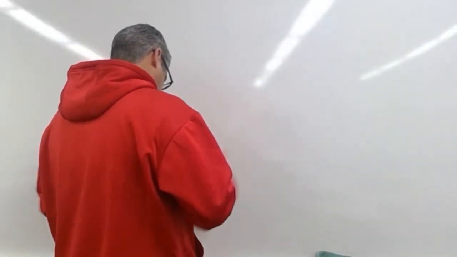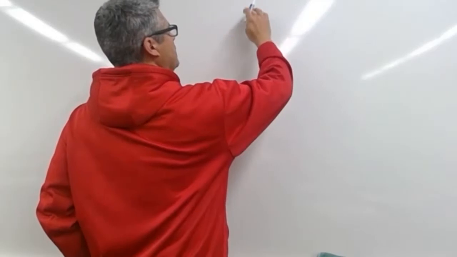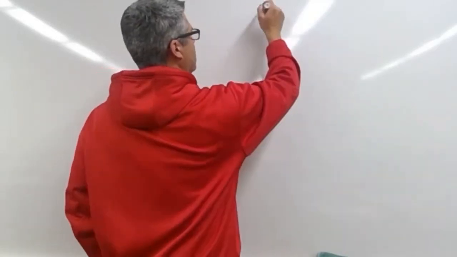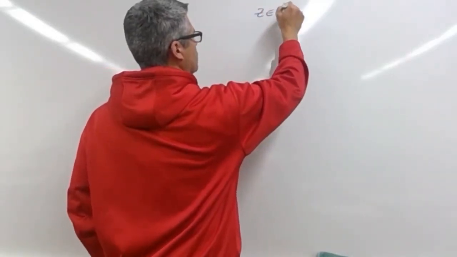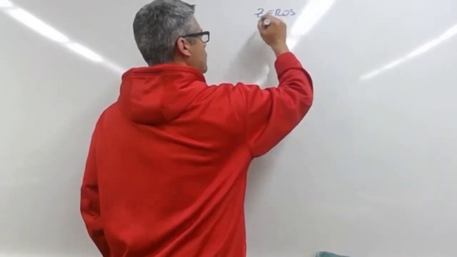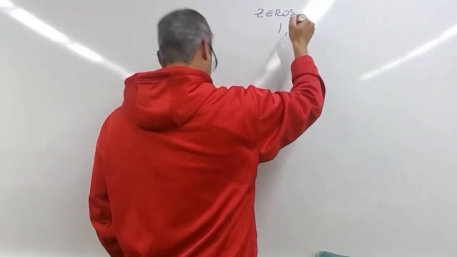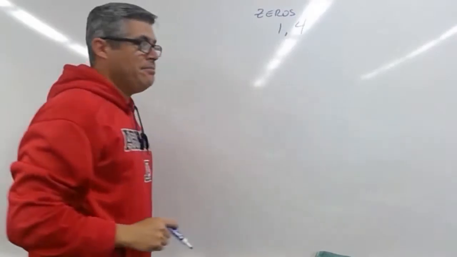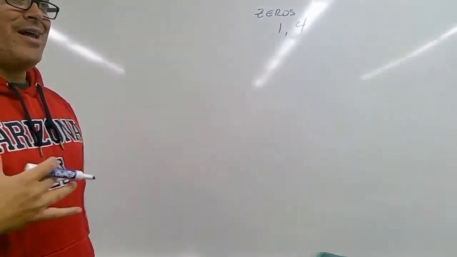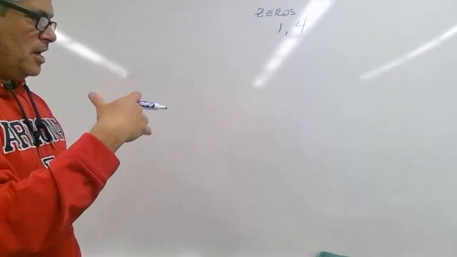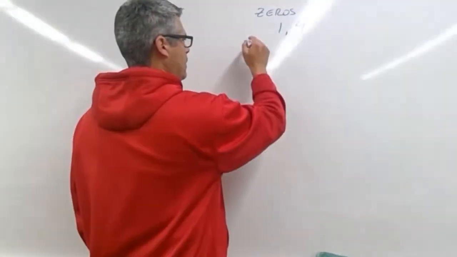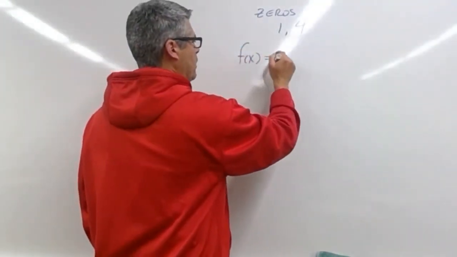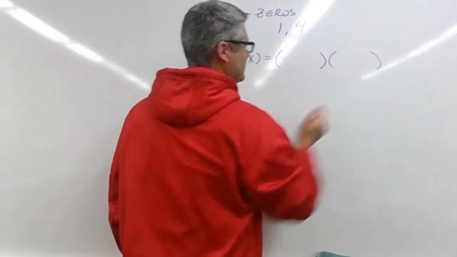Okay, now they may also say, okay, we're not just going to give you the vertex, now we're going to give you some zeros or some solutions. Okay, so let's say the zeros are at 1 and 4. Okay, how to write the quadratic function that has zeros of that. Now this is a different format.